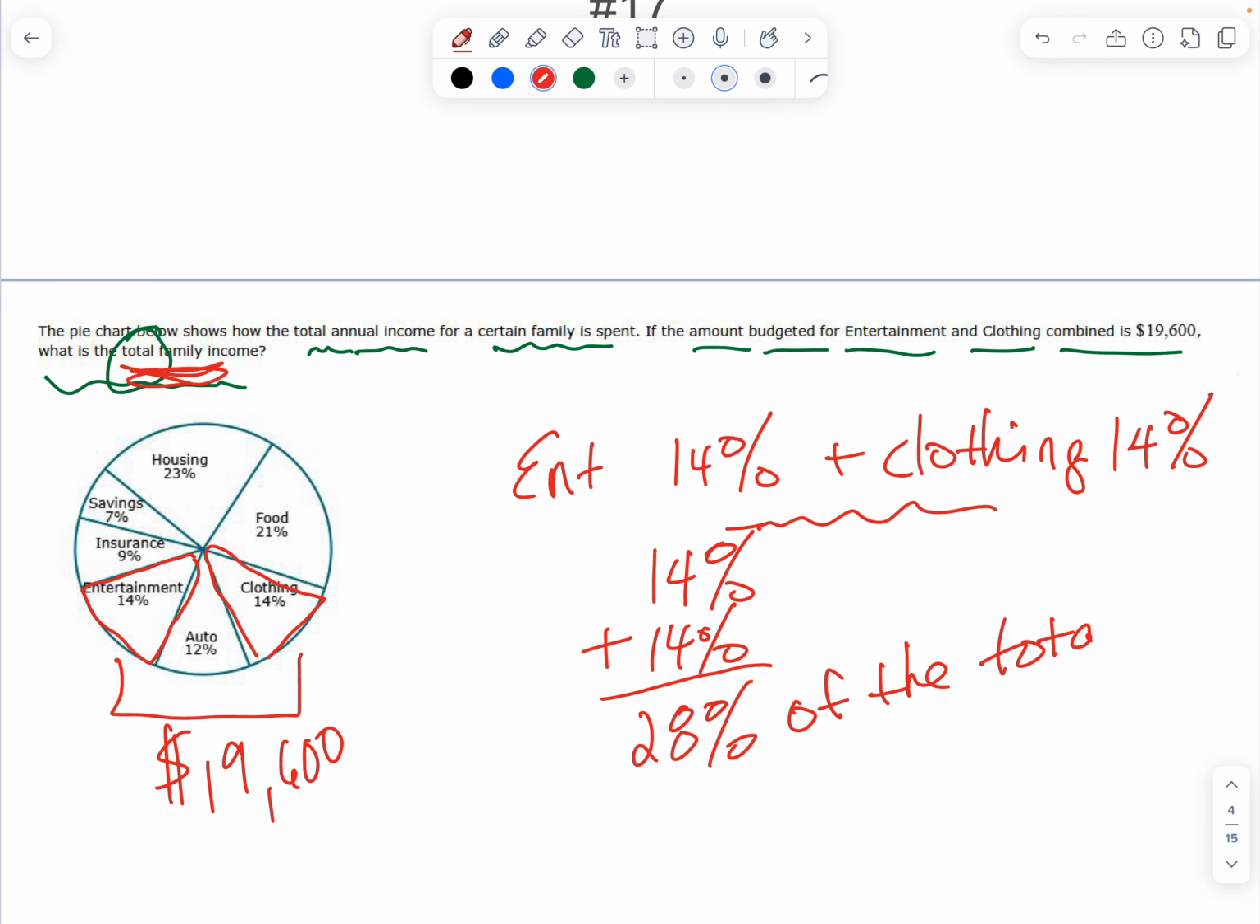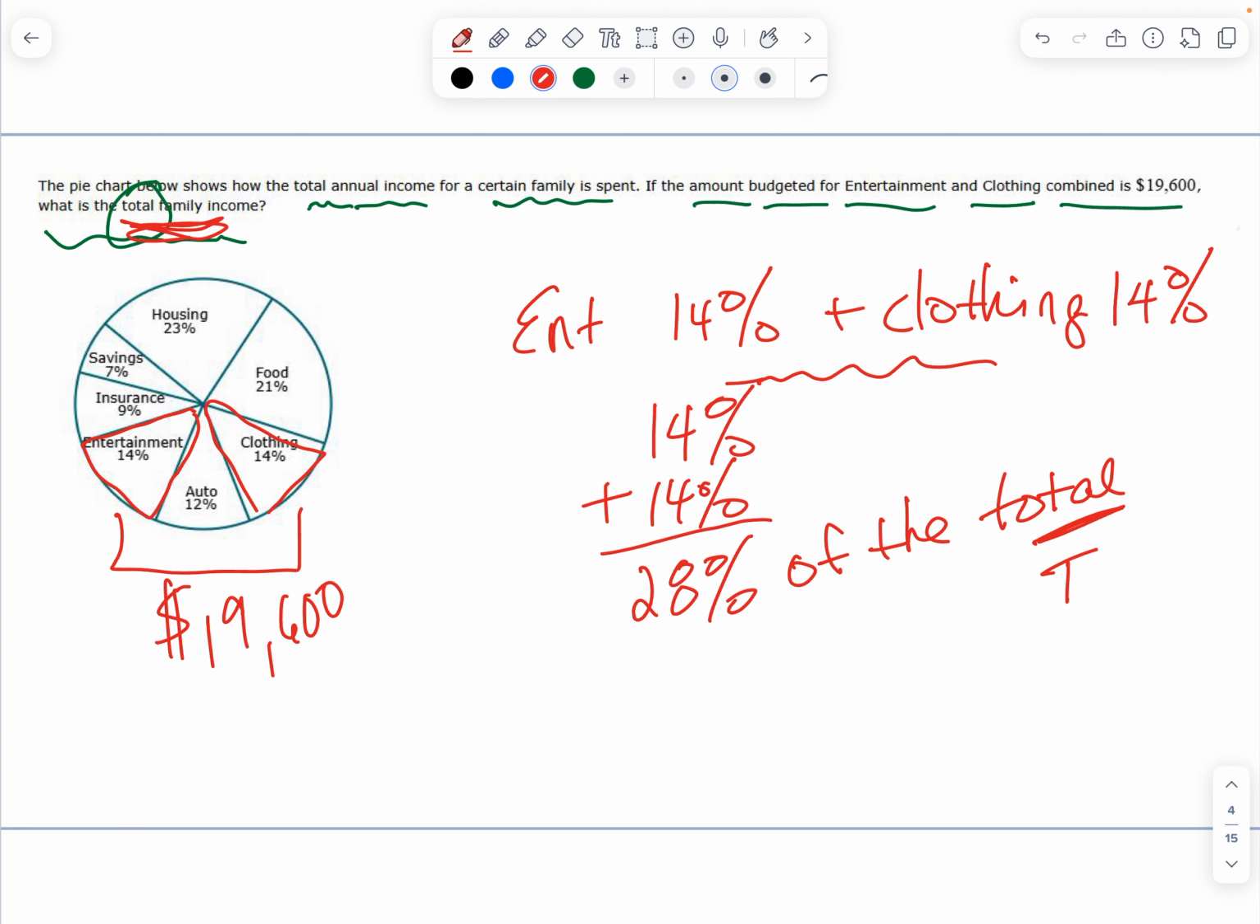Now the total is unknown, right? This is unknown, so we can call that T. We don't know, but we know that it sucked up 19,600 of that total. So you could say, let's change this to 0.28. So 28% of, in math, means multiplication, of the total income was 19,600. All right, so that's our equation here.